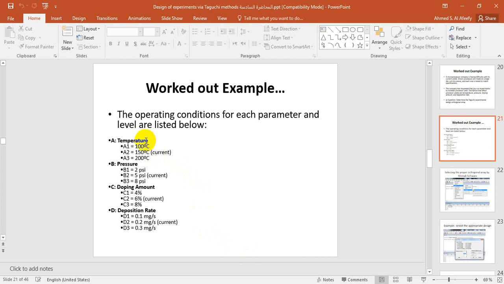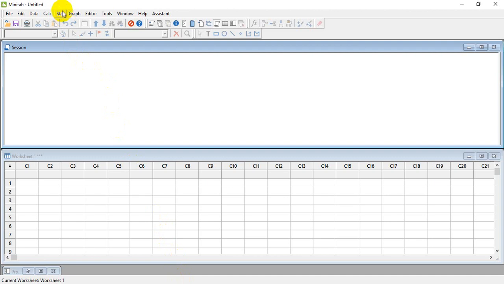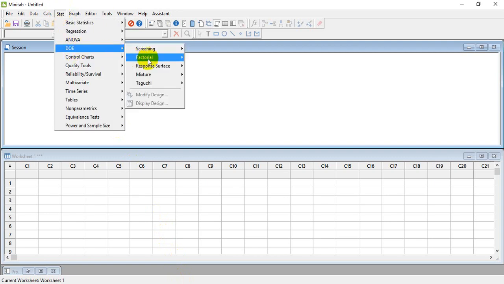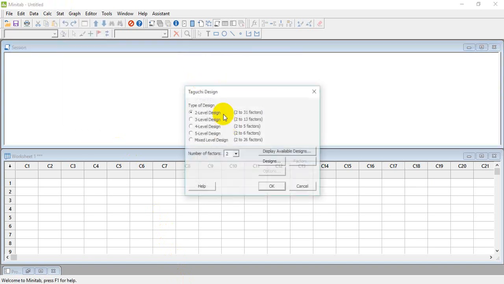An experiment with 4 factors: temperature, pressure, doping amount, and deposition rate. Each factor has 3 levels: temperature 100, 150, 200 degrees Celsius, pressure 2 psi, 5 psi, 8 psi (pound per square inch), and so on. Now we go to the Minitab. From Stat, DOE, Taguchi, create Taguchi design.